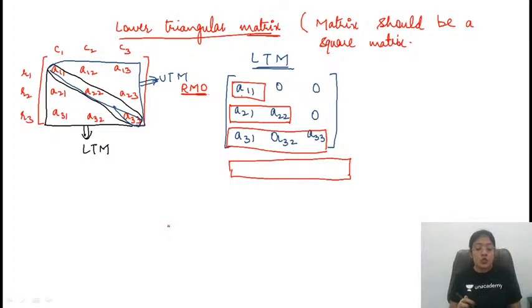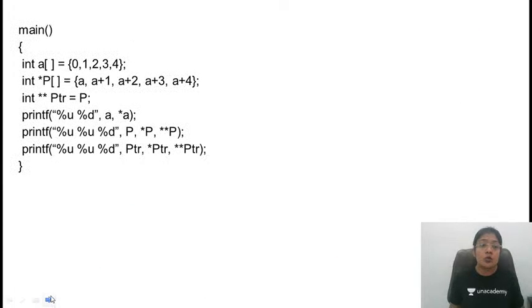Overview. So just revise the formulas, whatever we have discussed using row major order and column major order. Make sure that you are clear with the meaning of each and every term written in the formula. Now let's go through the concept of pointers.